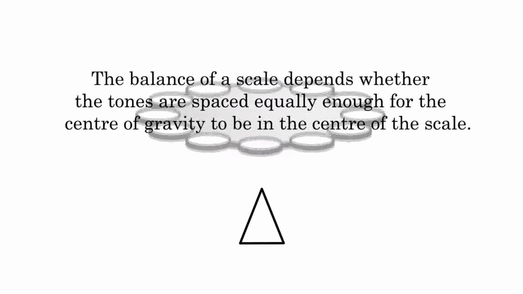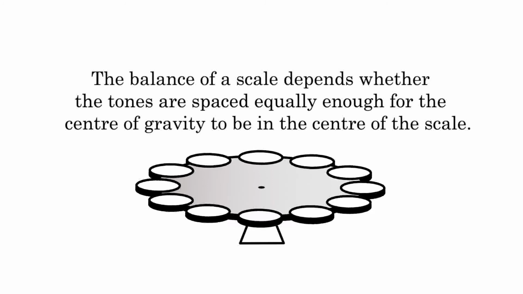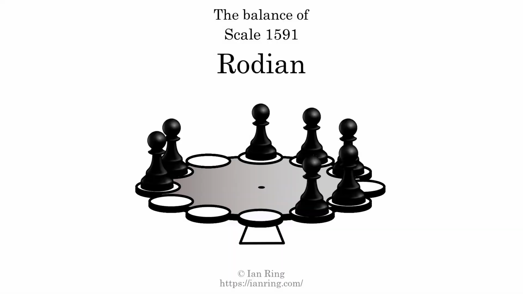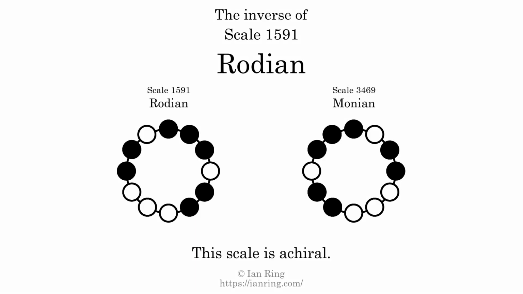Here, the balance of a scale depends whether the tones are spaced equally enough for the center of gravity to be in the center of the scale. This scale is not balanced. The inverse of a scale is a mirror image. It is what you get when the sequence of intervals is reversed. The inverse of this scale is scale 3469, also known as Monian.